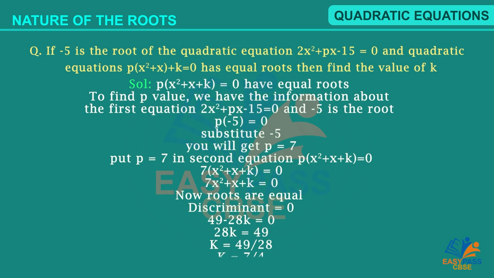Now, put p is equal to 7 in the second equation. Now, the second equation will become 7x square plus x plus k equal to 0. Now, the roots are equal. So, go for the discriminant. Discriminant is equal to 0. We get 1 minus 28k equal to 0, or k is equal to 1 by 28.